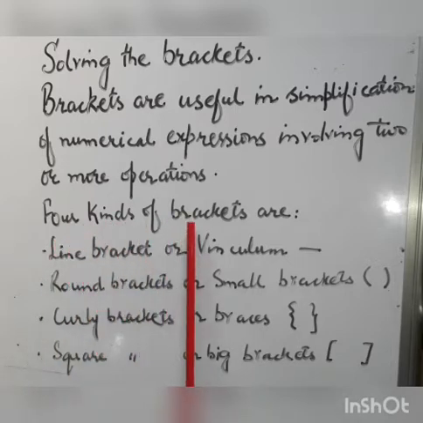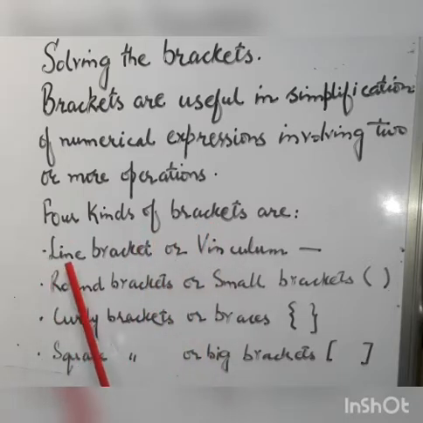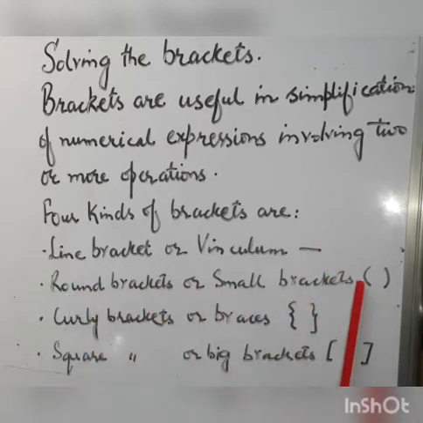There are four kinds of brackets which are used in numerical expressions. First is line bracket or vinculum. It's like this, line bracket. Then we have round brackets or small brackets like this. Then we have curly brackets or braces like this. Then we have square brackets or brick brackets like this.